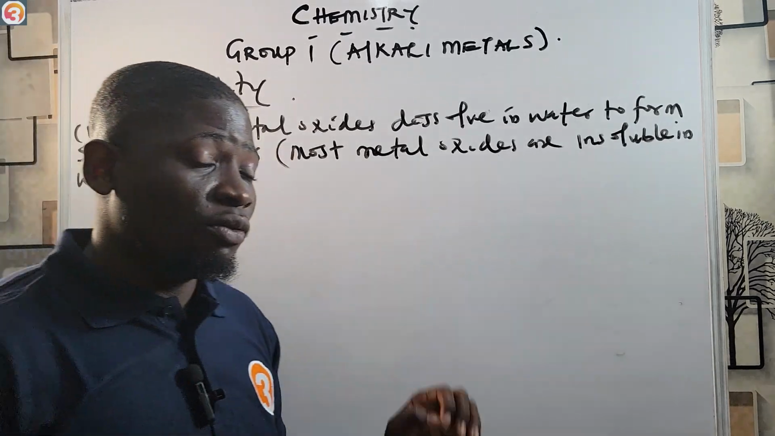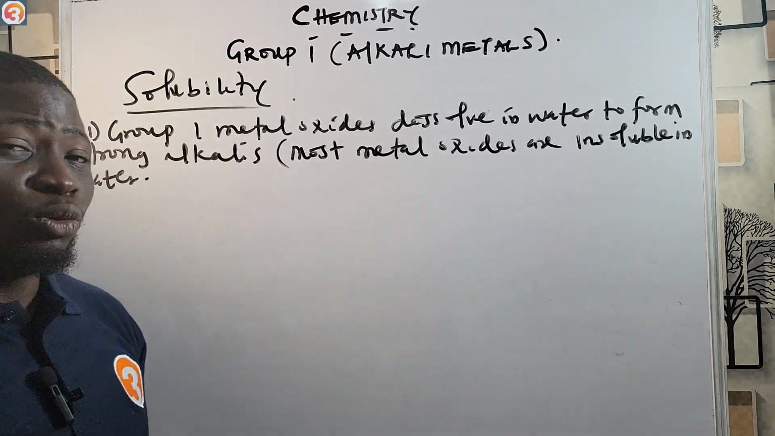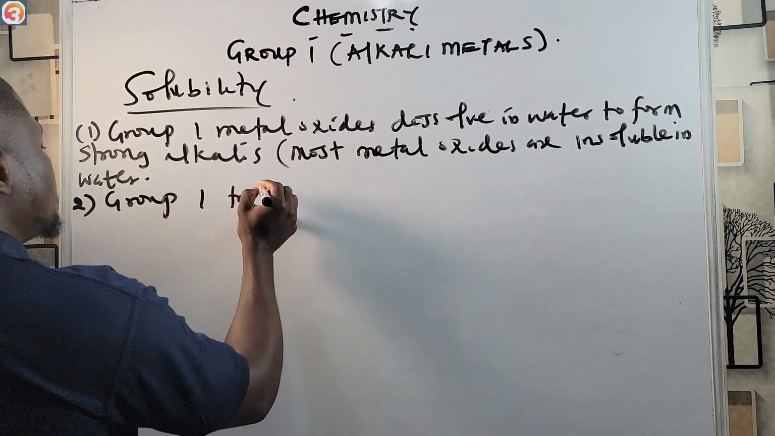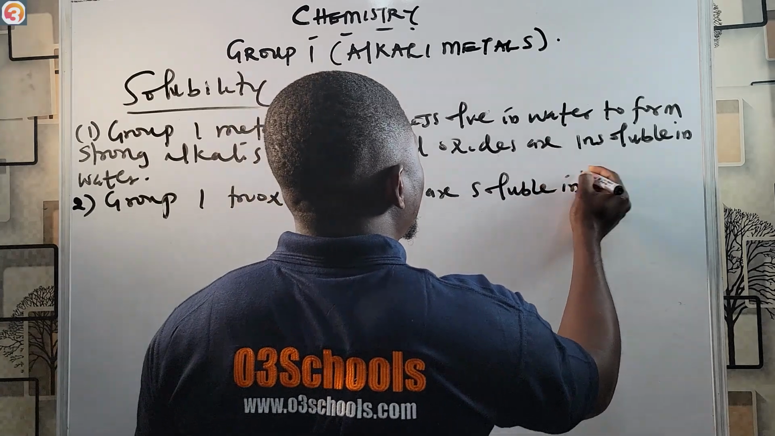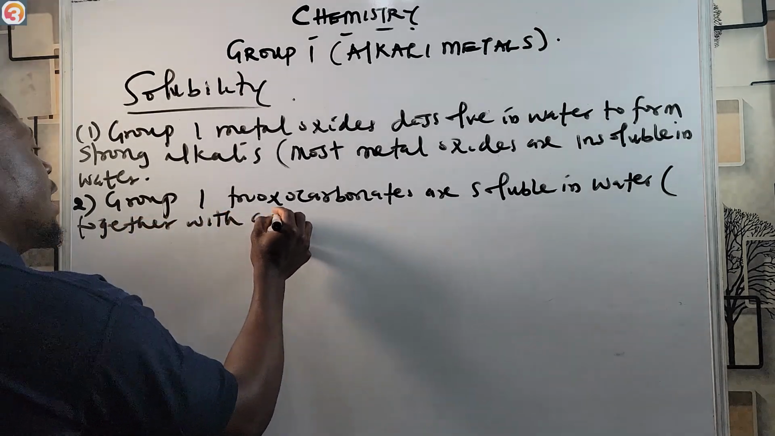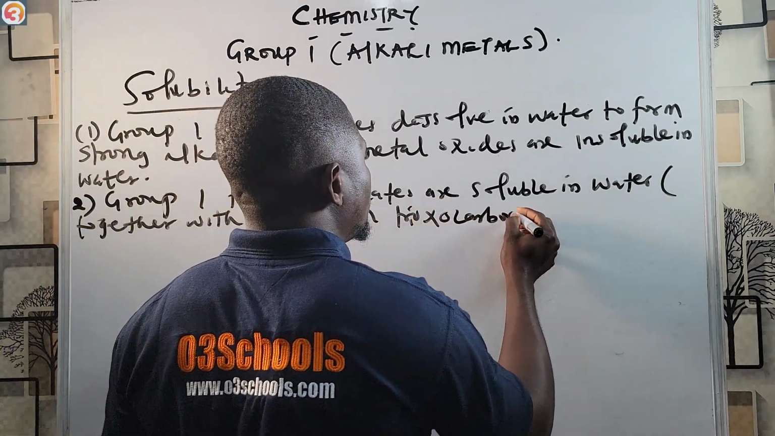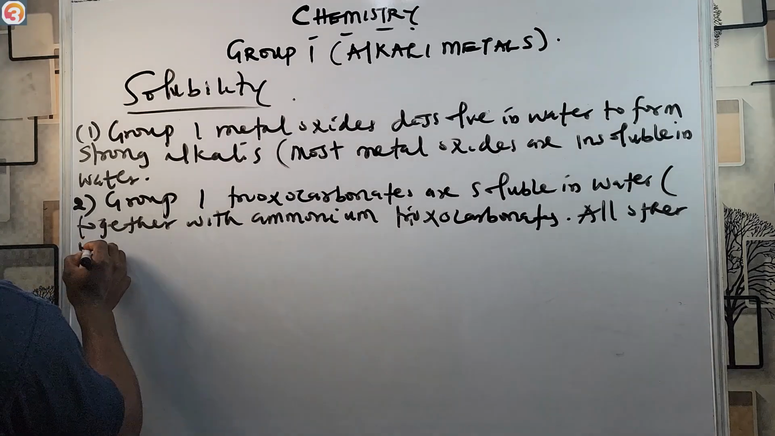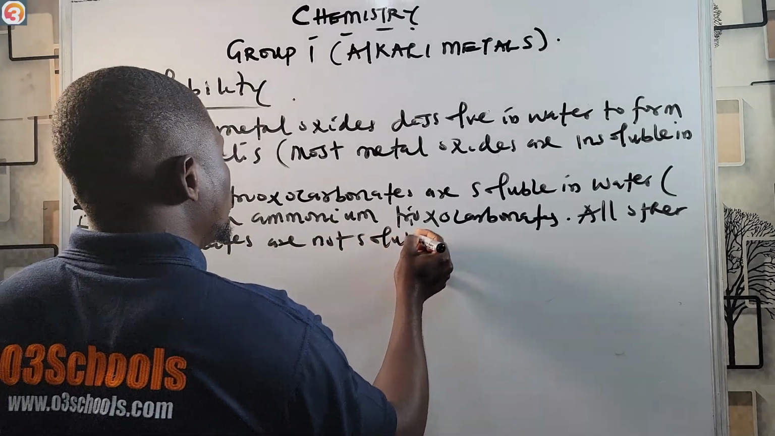Now, group one metal oxides dissolve in water to form strong alkalis, and we said that most metal oxides are insoluble in water. That is, they do not dissolve in water. Now, let's see. Group one trihydrogencarbonates are soluble in water, together with ammonium trihydrogencarbonates. In fact, all other trihydrogencarbonates are not soluble in water.